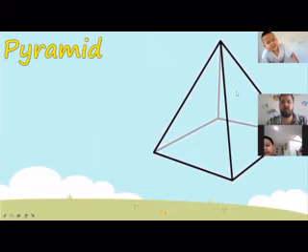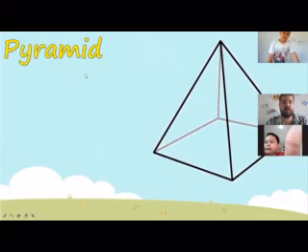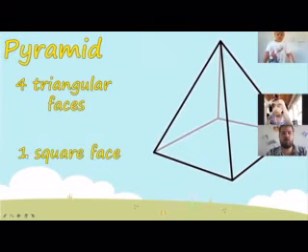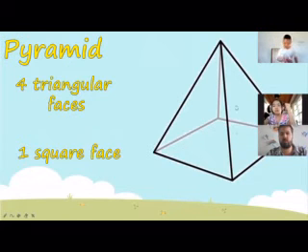So let's look at our pyramid. Our pyramid has 4 triangular faces. So 1, 2, 3, 4. 4 triangular faces and 1 square face. So let's look at them again. 4 triangular faces, 1, 2, 3, 4, and 1 square face, which is here at the bottom.